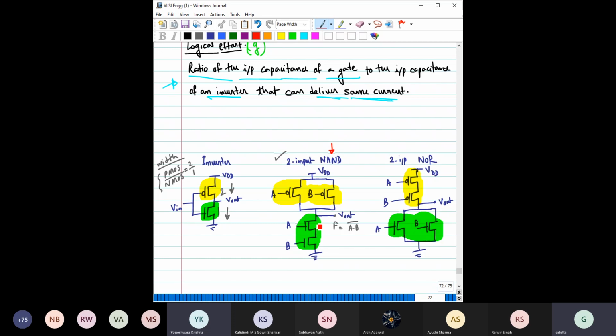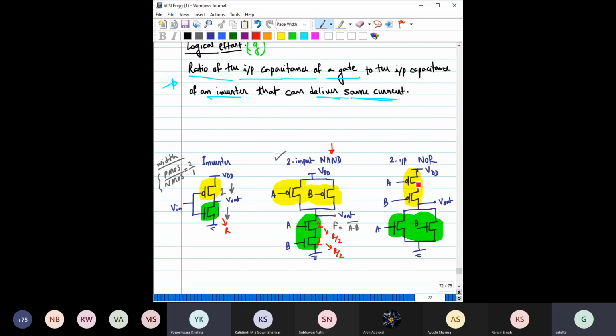It is like two MOS in series. So you have to make the width 2 times. You can consider it like this: if this resistance is R and you have R and R in series, the resistance becomes 2R. So you have to make this width 2, which means the resistance becomes R by 2. If you make this width 2, that makes this resistance R by 2, so the total resistance of this pull down network would become R.